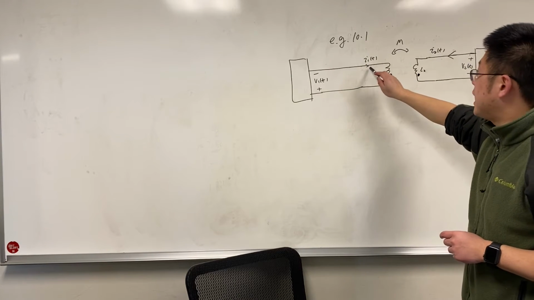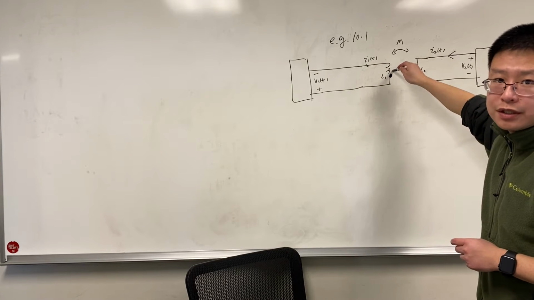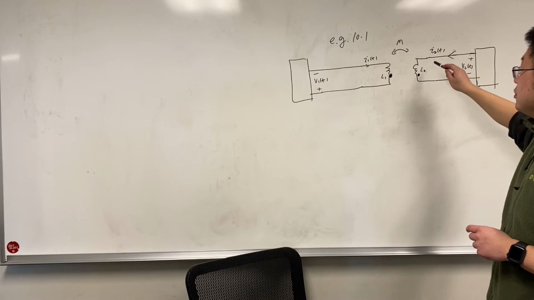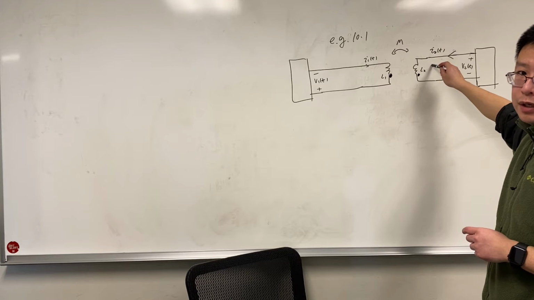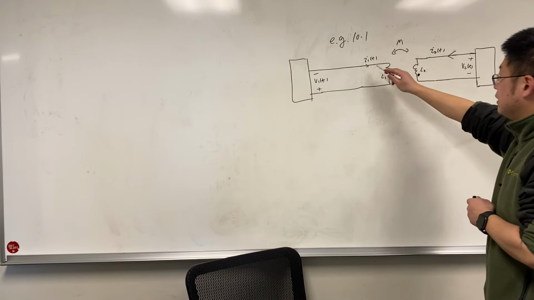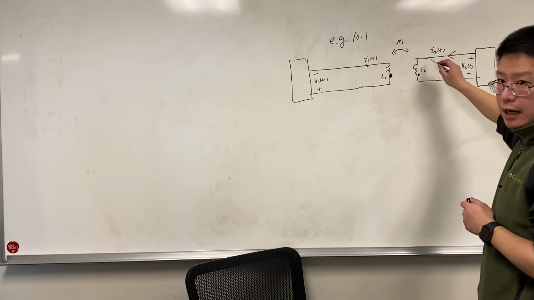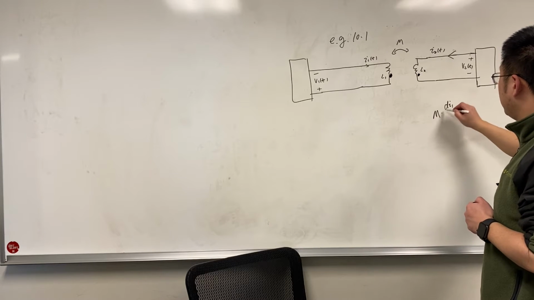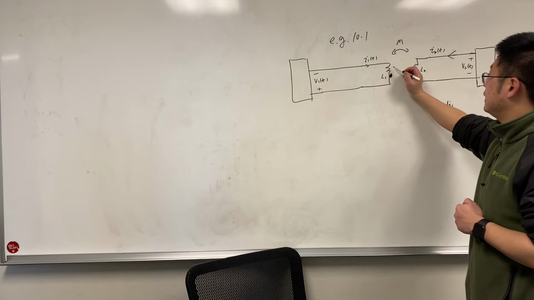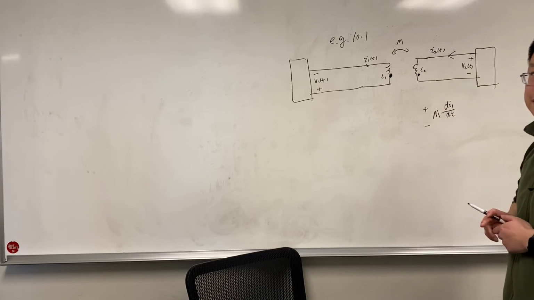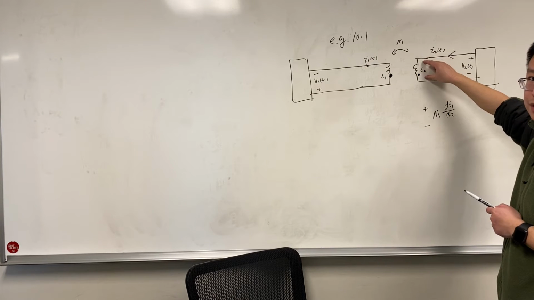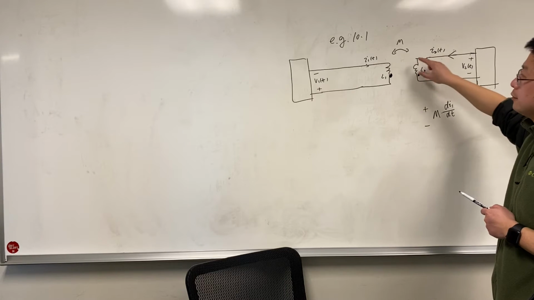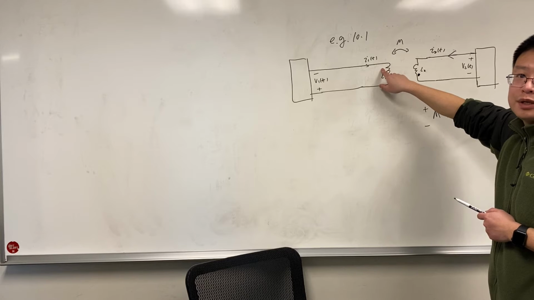So the current I1 is entering the undotted terminal, so it will generate a voltage which is positive at the undotted terminal on the secondary winding, so this I1 will generate a voltage on the secondary winding that is M times di1/dt, so that this is positive, negative, because I1 is entering the undotted terminal.